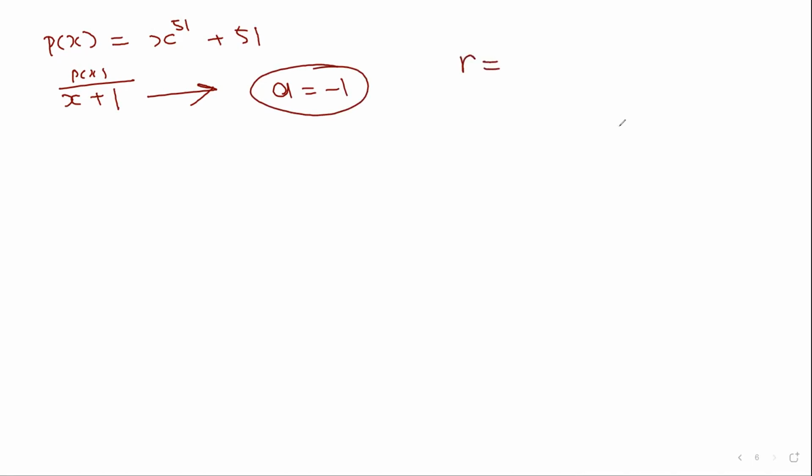So who's going to tell me? Remainder will be equal to P of a, and that is -1. Right. So remainder will be equal to P of -1. And what is P of -1? Come on, who's going to tell me that?